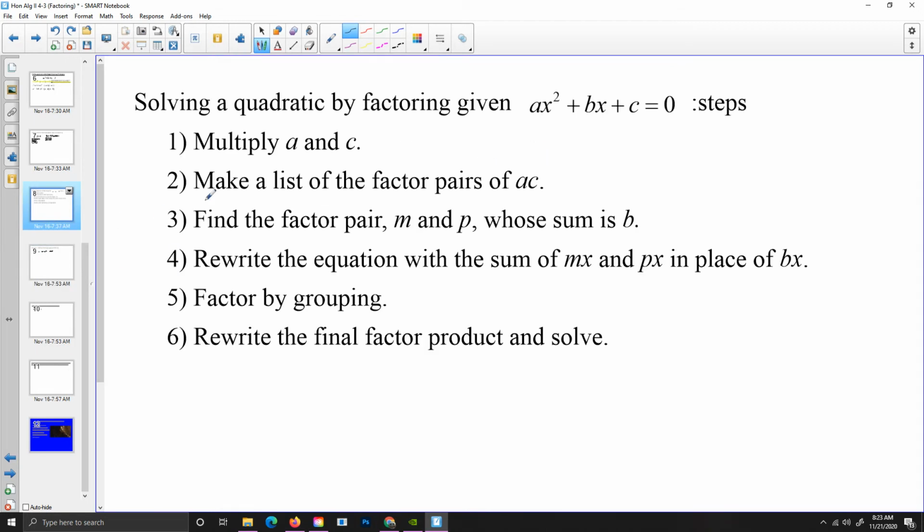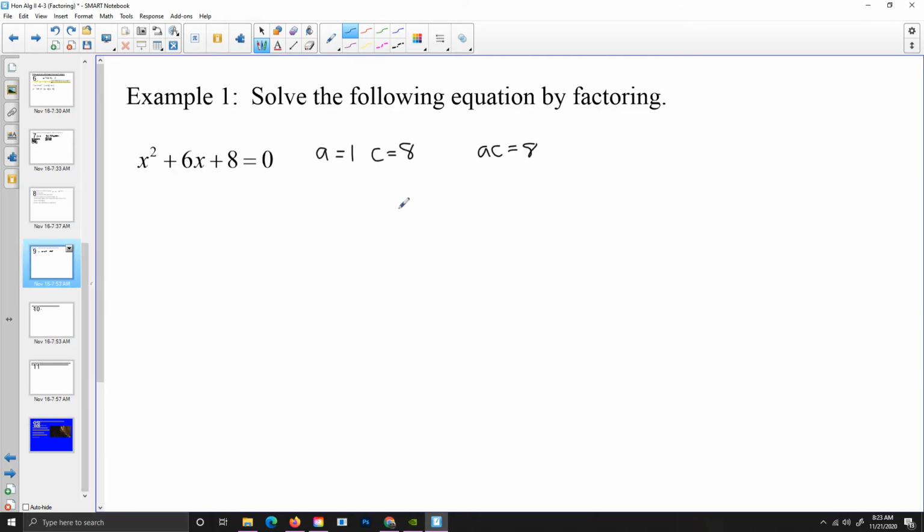And then we're going to make a list of factor pairs of AC. So factors of 8: 1 and 8, 2 and 4. And we could possibly do some negatives. We could do like -1 times -8 is 8. -2 times -4 is also 8. But we don't necessarily need all of those.